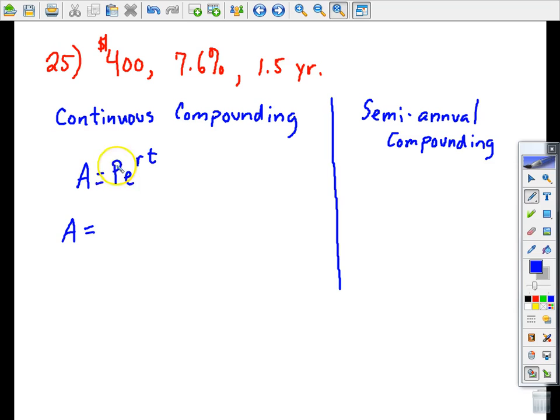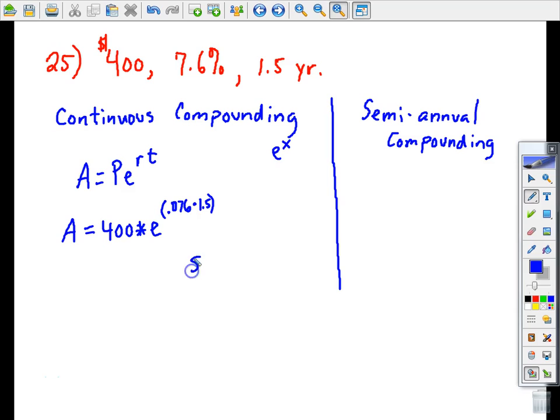Okay, so our principal investment amount is 400. So you're using your calculator, you'll do times, and this is where you're going to use that e to the x button, e to the power for e will be 7.6 in decimal form. So that's 0.076 times the number of years, which will be 1.5. Okay, so in your calculator, in parentheses, the exponent for e should be 0.076, the decimal form of 7.6%, times 1.5, which is t, number of years.